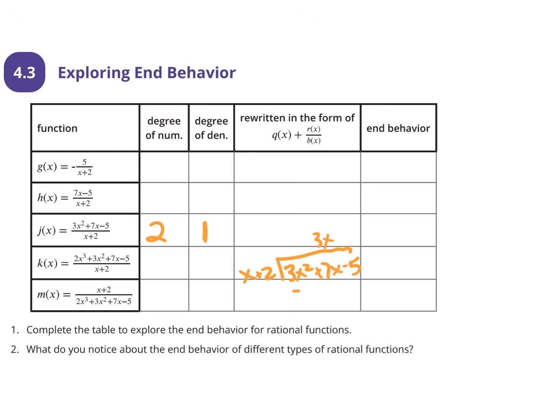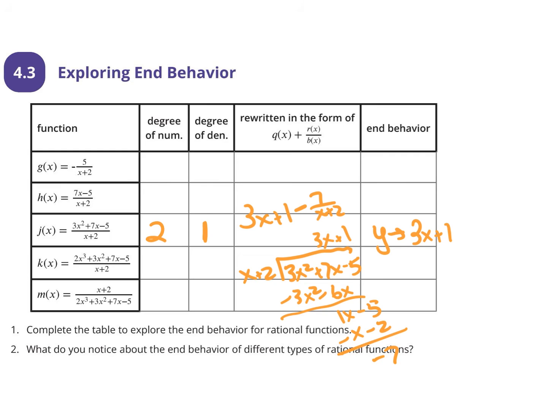3x goes there. 3x squared, 6x, change both signs. You get 1x, bring down your negative 5, plus 1, x and 2, change both signs. You get negative 7. So our polynomial is 3x plus 1 minus 7 over x plus 2. Our end behavior, y goes to 3x plus 1. When we say y goes to this, this is our horizontal asymptote.